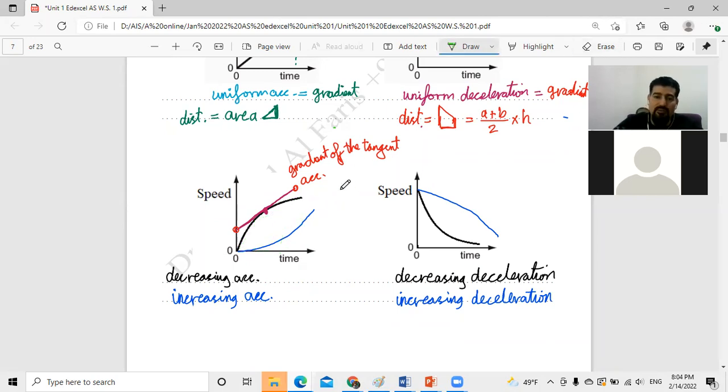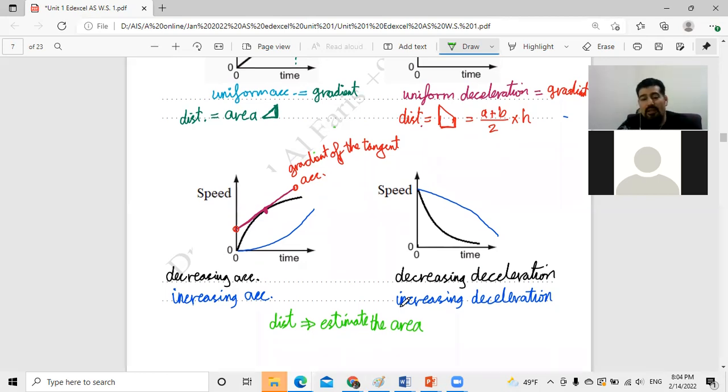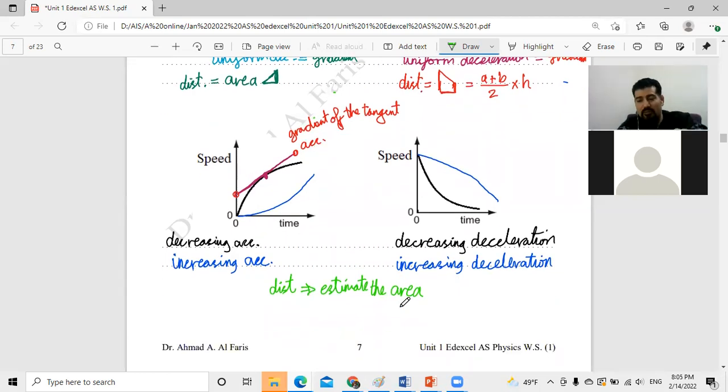Bravo. So if I want to find the distance in both graphs, I will estimate the area. The same thing as here, I'm estimating the gradient. How are we going to do that? Later on, I'll give you questions with values for you to answer.